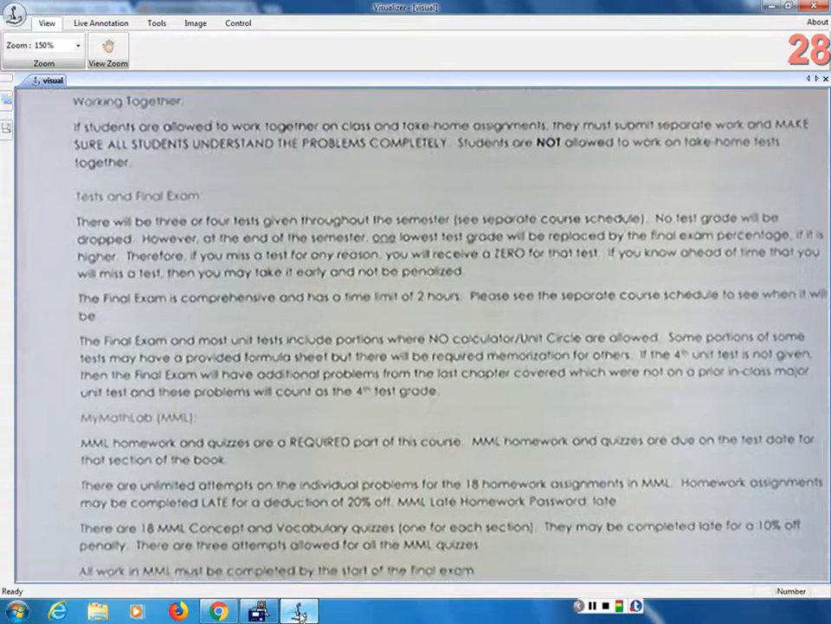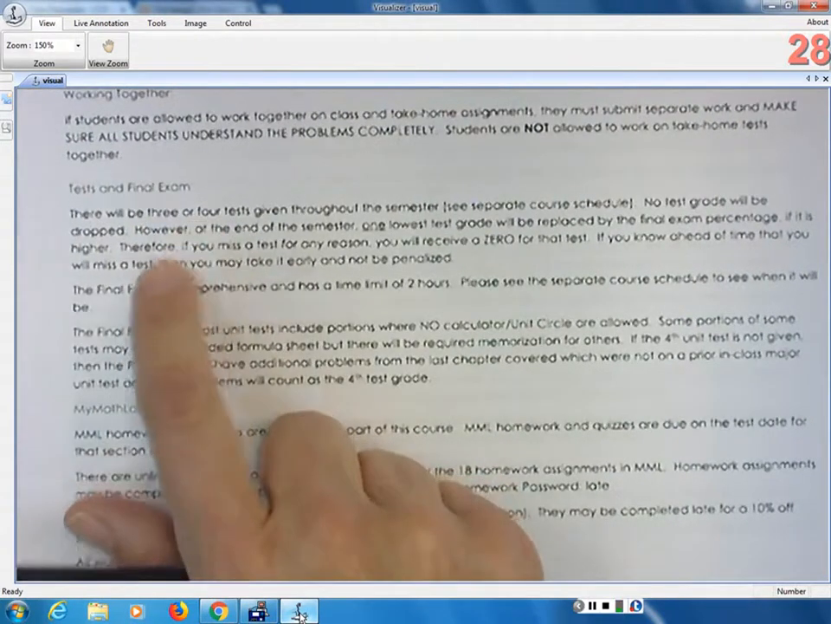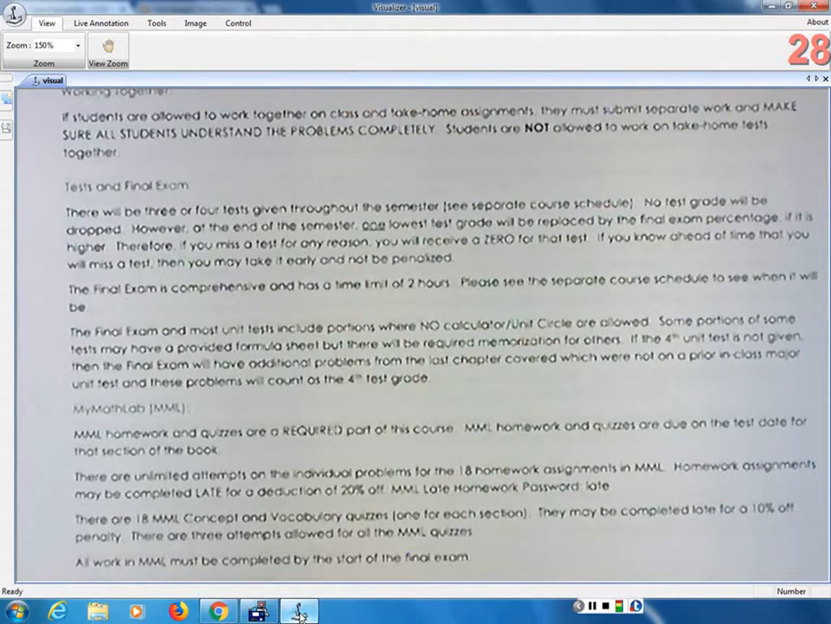Tests and the final exam, information about that: 3 or 4 tests. I'm going to replace one lowest test with the final exam grade if the final exam grade is higher.